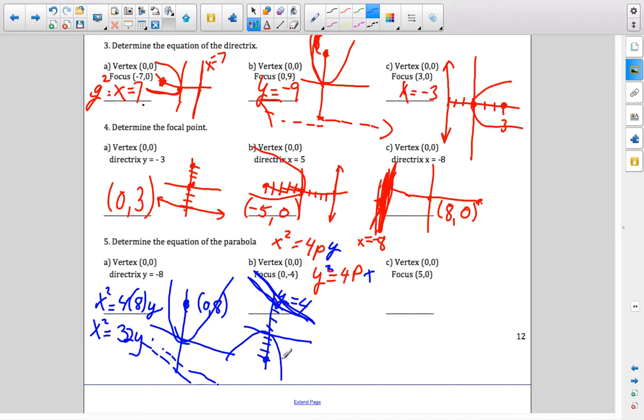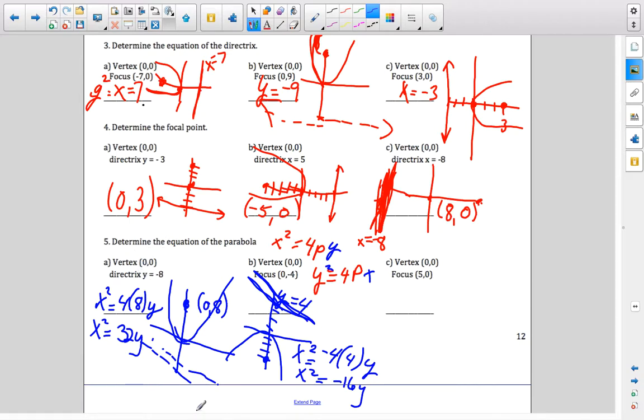So since it's going down, I can say x squared equals 4 times the -4 for p, times y, which gives us x squared equals -16y. Okay, there's only two things we're looking for, and that's the focus and the vertex.